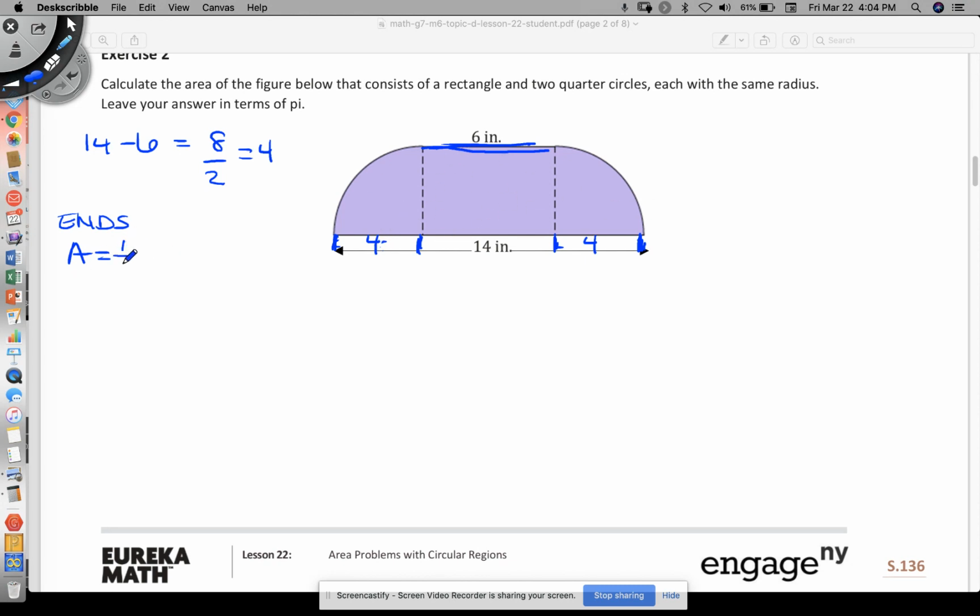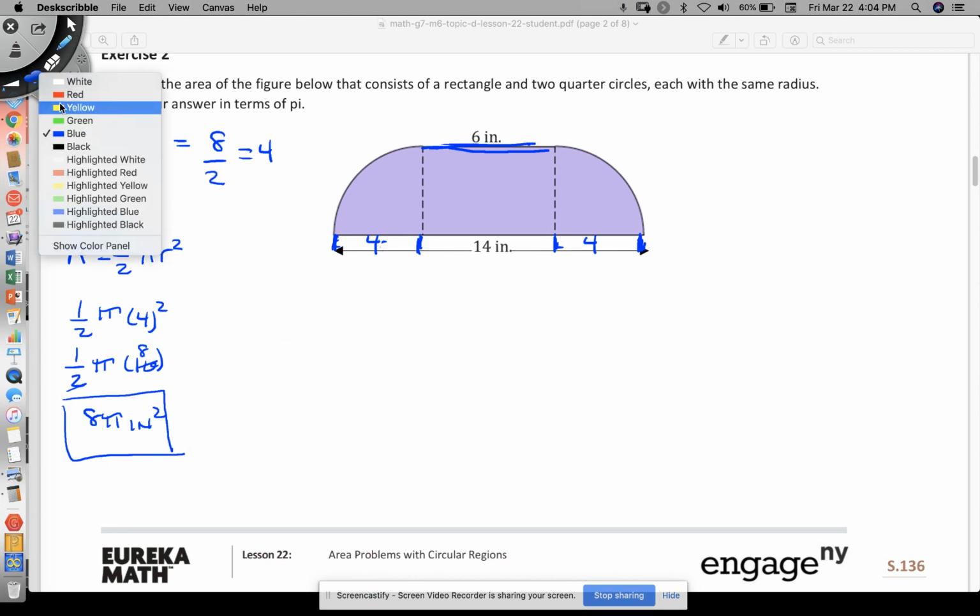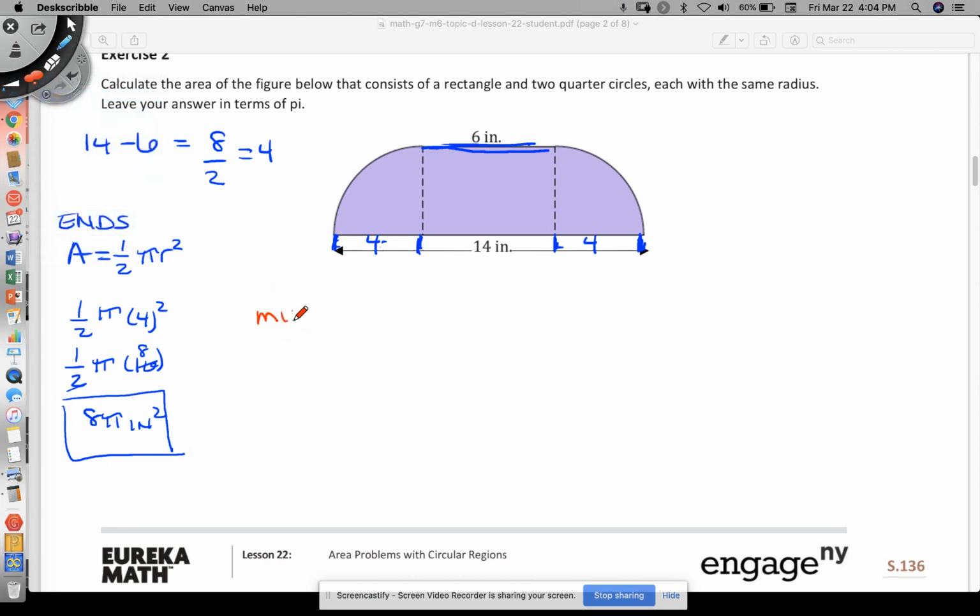I know that a circle is half pi r squared. So I'm going to say half pi times 4 squared, because that would be my radius halfway across. That's going to be half pi times 16. Now 2 goes into 16 8 times, which leaves me with 8 pi inches squared. So right now I'm going to leave that answer like that because they do not want the answer multiplied by pi. Now let's find the middle section, the rectangle.